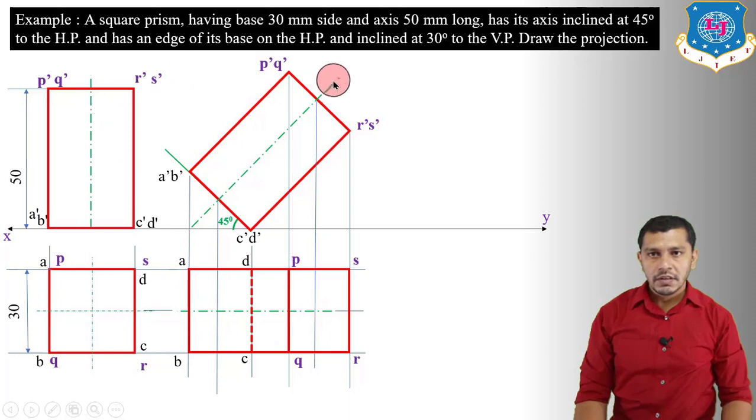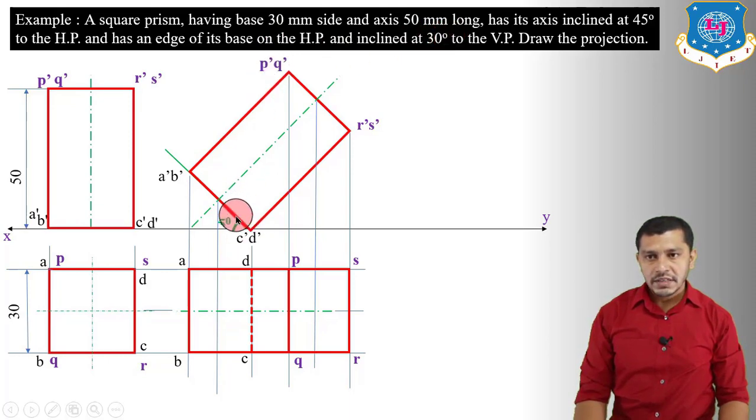Now we have to derive the third stage, and in the third stage we will derive the condition with the vertical plane. And here it is given that it has an edge of the base on the HP and is inclined at 30 degree to VP. That means the base edge which is on HP makes an angle of 30 degree to VP.